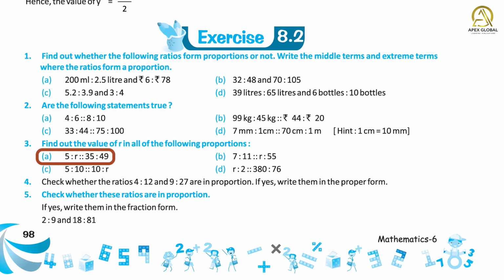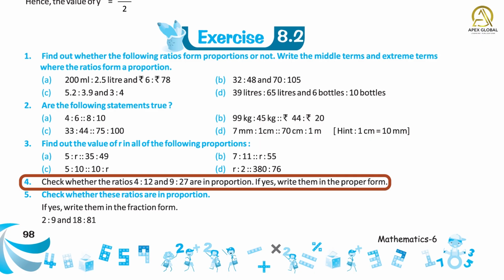Question 3. Find out the value of R in all of the following proportions. A. 5 ratio R is to 35 ratio 49. Solution. R equals 7. B. 7 ratio 11 is to R ratio 55. Solution. R equals 35. C. 5 ratio 10 is to 10 ratio R. Solution. R equals 20. D. R ratio 2 is to 380 ratio 76. Solution. R equals 10.